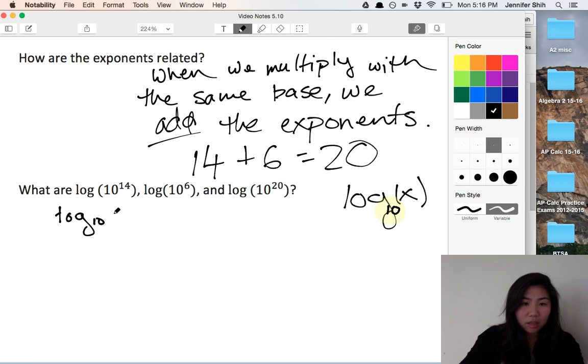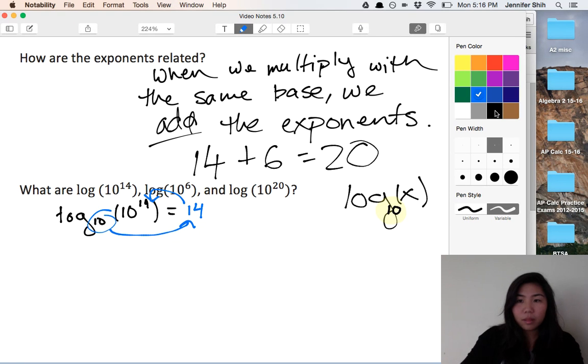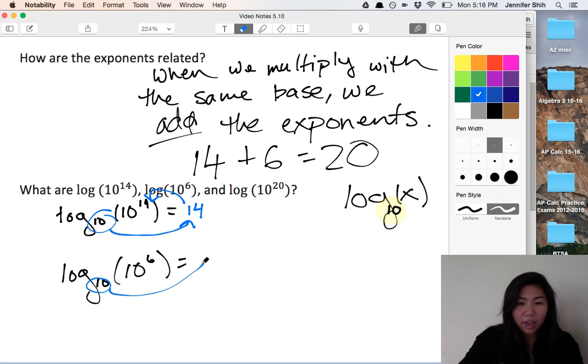Log of 10 to the 14th. You would think, do the swirl: 10 to what power is going to give us 10 to the 14th? That's 14. Same with log of 10 to the 6th. Do the swirl: 10 to what power is going to give us 10 to the 6th? And that is 6.